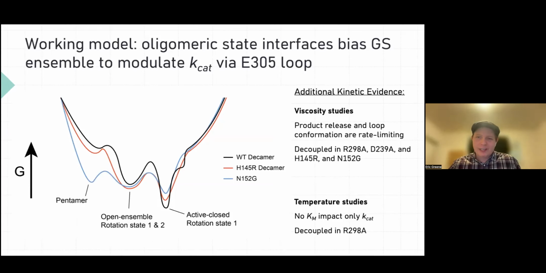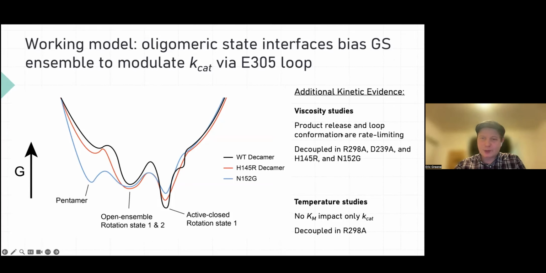And so this leads to what I'm going to call a working model, because I expect this to go through multiple rounds of editing before we finalize it. But this is that the oligomeric state interfaces can also bias the GS ensemble and modulate kcat specifically through the E305 loop. I didn't want to bore everyone with a ton of different kinetic evidence, but there are a lot more kinetic experiments that went into this.